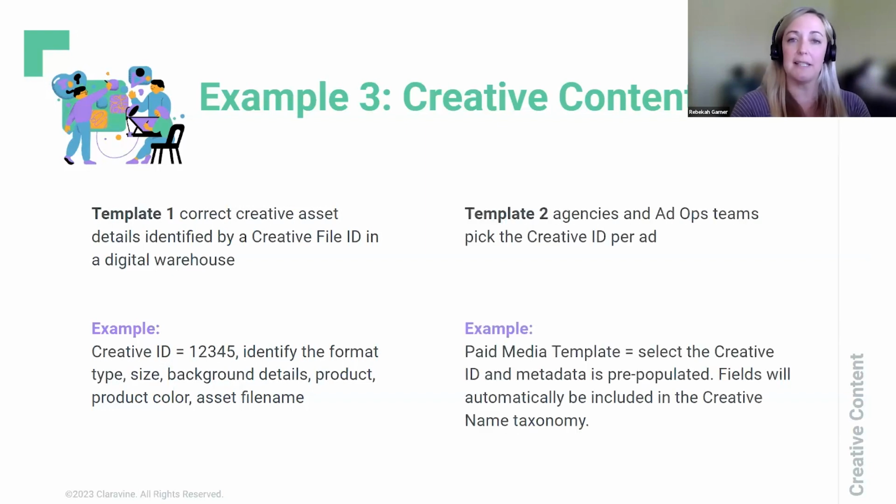Now your ad agencies and your marketing teams will use the drop down to find that creative that has the right information. And now you have all of the format type, the size, the background details, the product, the color, the asset file name. All of that information is now findable, and you can pass that to reporting and analytics for even more granular details.